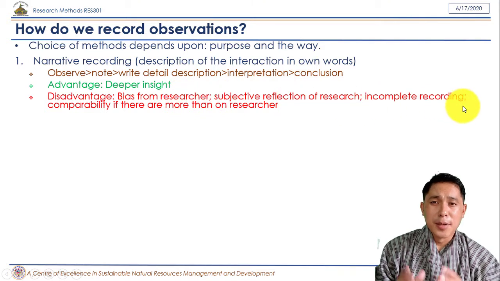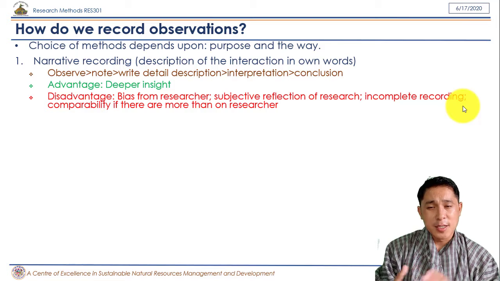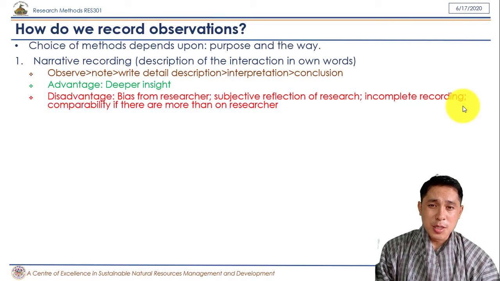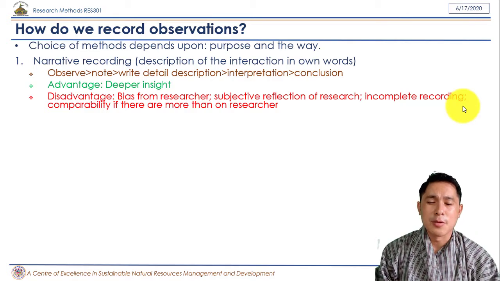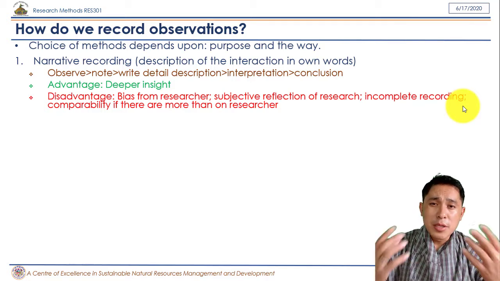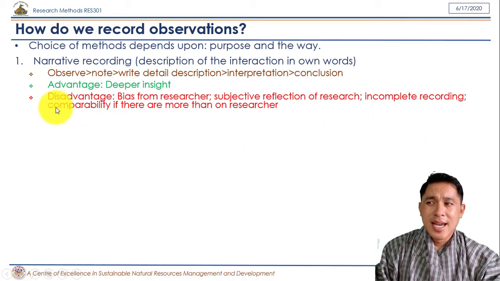Incomplete recording, meaning like I said, observation notes in narrative recording can be made during the observation itself or after the observation itself. And if you're recording during the observation, you're observing as well as you're writing, some of the points may be missed out. But if you're recording after the observation, some of the points may be again missed because you may not recollect exactly what happened during the observation or during the data collection time. So incomplete recording may take place.